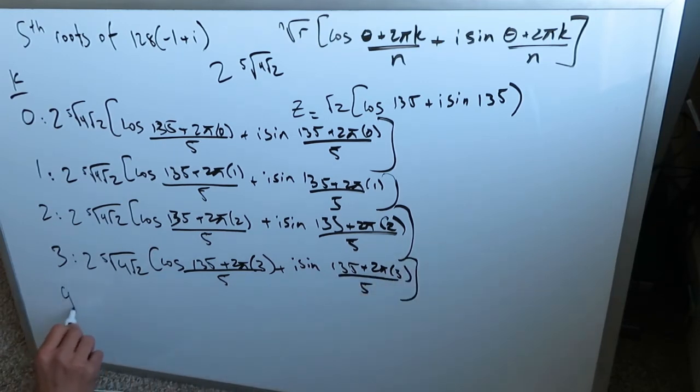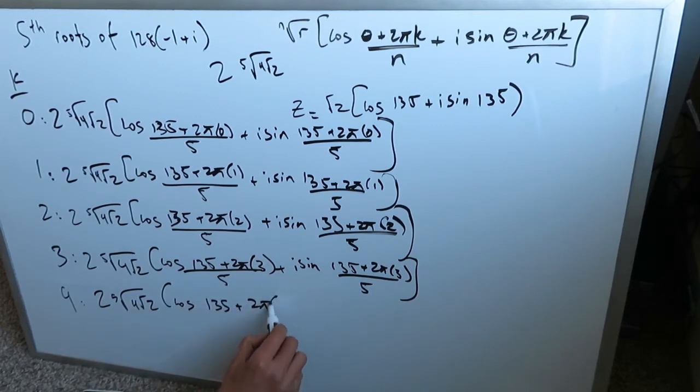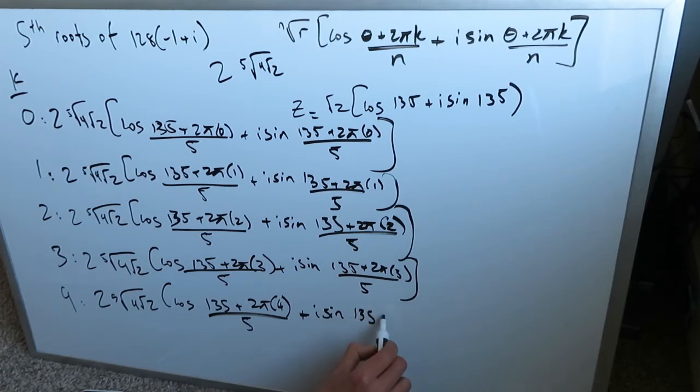See, it can get sloppy basically. 4 root 2, then you do cosine 135 plus 2 pi times k here is 4. It's basically so much easier when you're doing it on paper because you have better command of everything. 135 plus 2 pi times the k value. Why am I writing k? I need to put actually a number over here. My k value over here is 4. All divided by 5. And this right here is the rundown of this entire question using this polar trigonometric form.